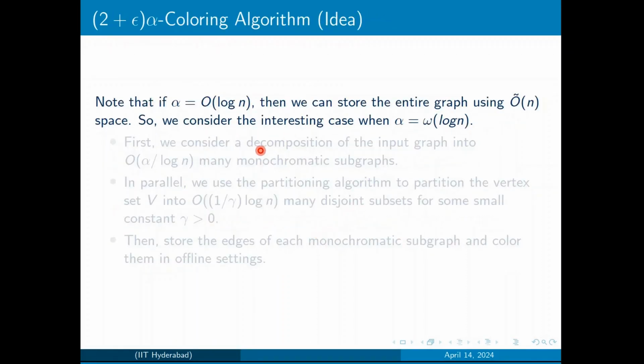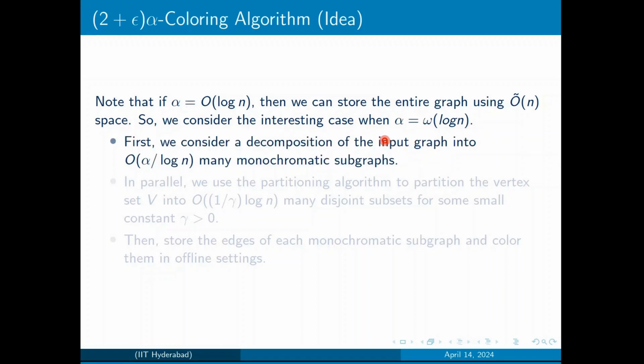Okay, so here are two cases. When alpha is less than log n, then we know that we can store the entire graph using n polylog n space. So then we can use any offline coloring algorithm to color that graph. That case is not that interesting. Now let's take the case when alpha is greater than log n. Let me give you an overview of the coloring algorithm.